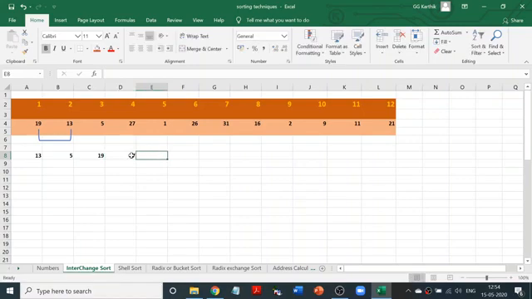Now 27 and 1, 1, 27. 27 and 26, 26, 27. Then 27 and 31, no change. 16 and 31, 16 is a smaller number, 31 is a bigger number. 31 and 2, 2 and then 31. 31 and 9, so it is 9 and then 31. 31 and 11, 11 and 31. 31 and 21.